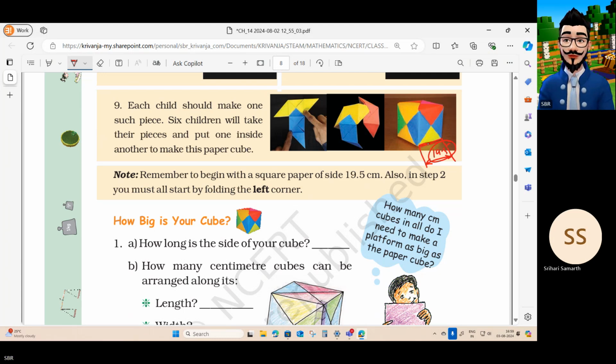Notice this edge. How did you arrive at 19.5 divided by 6? Think. Look at this one. Look at all the pictures you have. Look at this side. This is one of the sides of the cube, right?